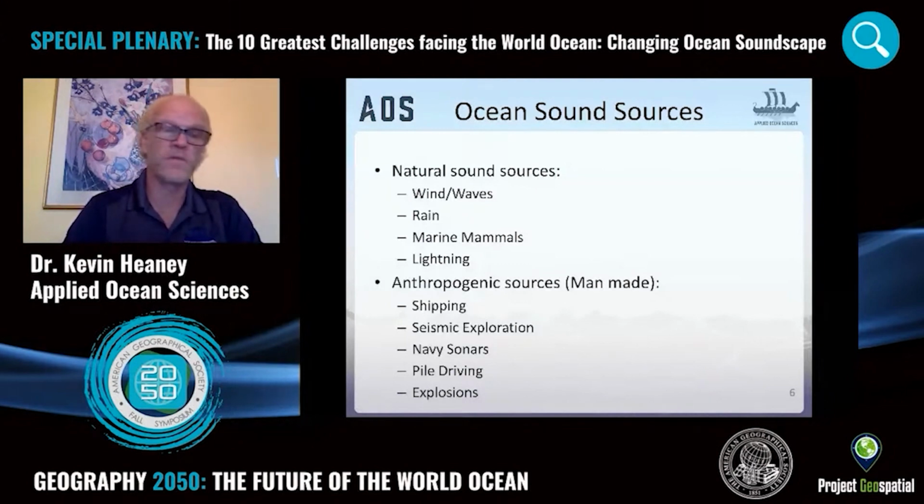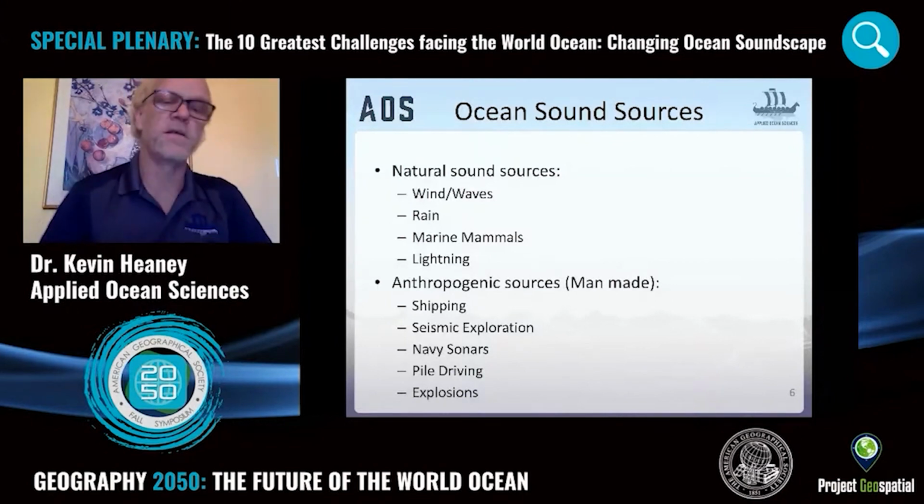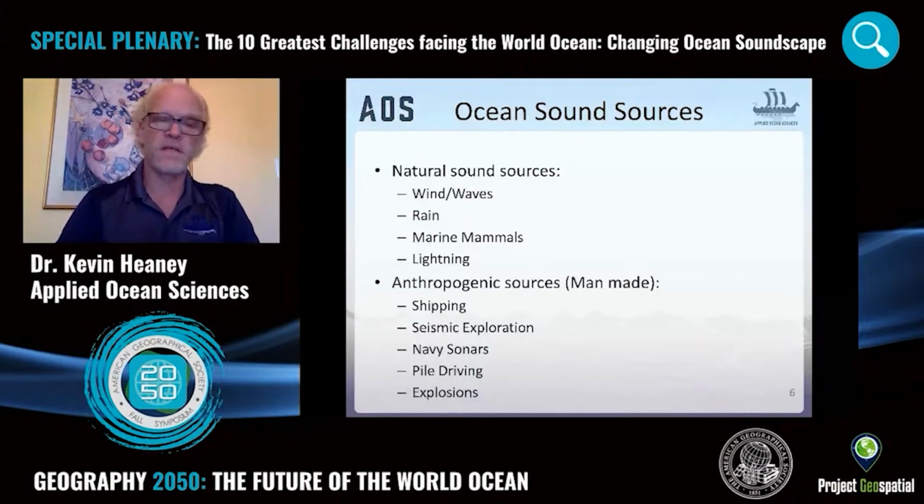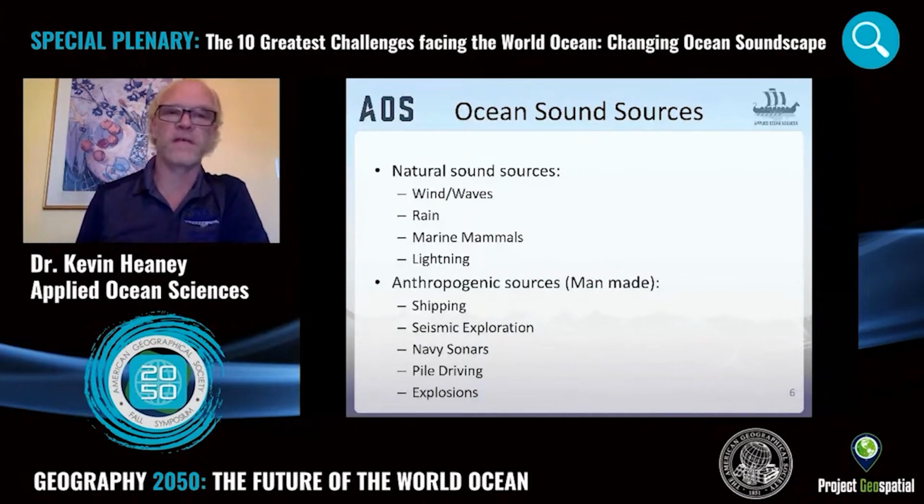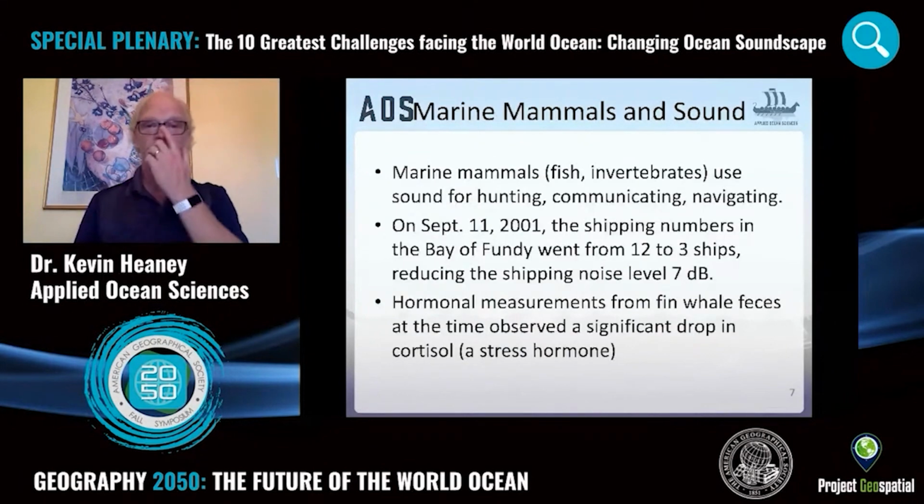Navy sonars of multiple types. Pile driving in shallow water is important. And then explosions. There's lots of unexploded ordnance in the world, and if it's detonated, it makes a significant sound that can be heard a long way. In particular, in the North Sea between the UK and Europe, there's a significant problem of unexploded ordnance, and it affects the ocean soundscape there.